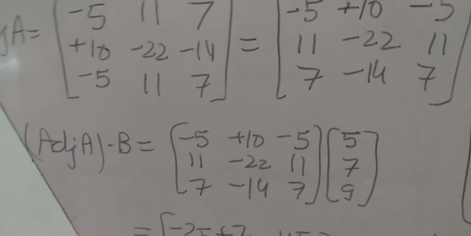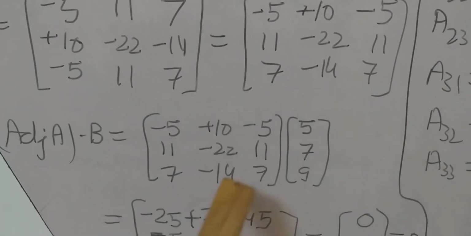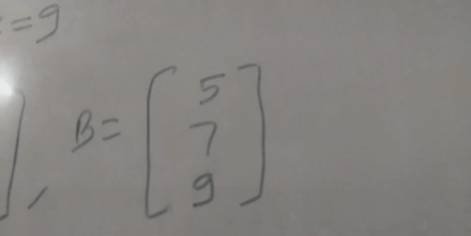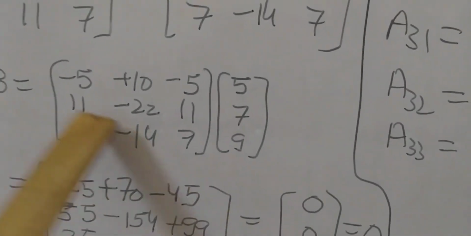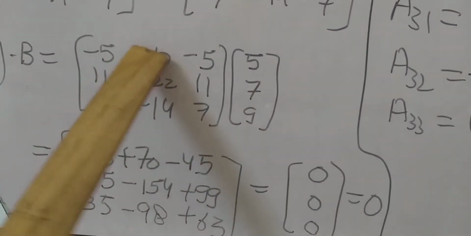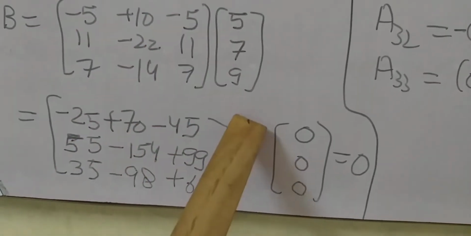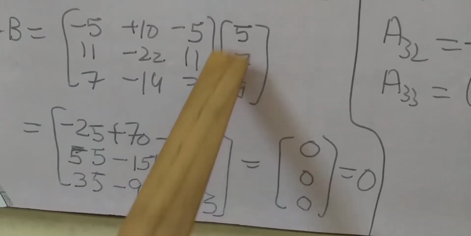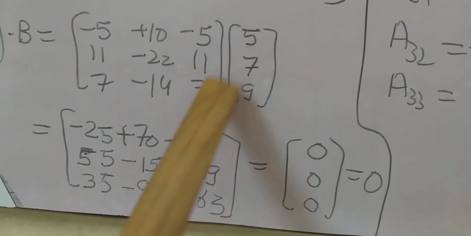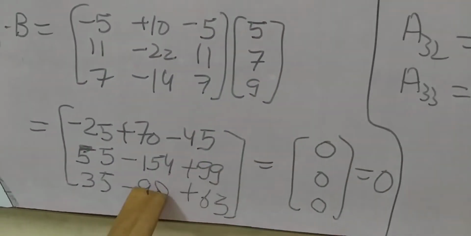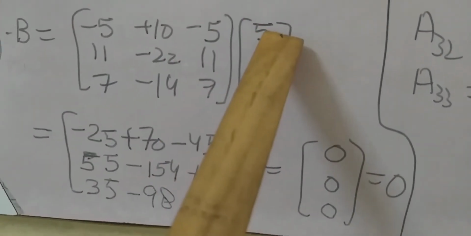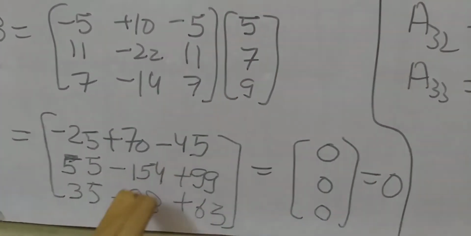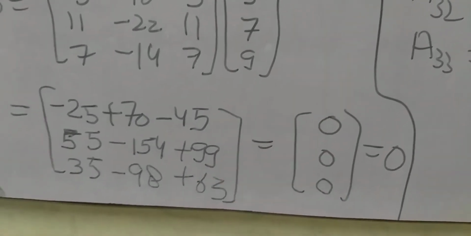Now, student, we have to find adjoint A into B. So this is adjoint A. The B value, student, is 5, 7, 9. Let us multiply the first row by the first column: minus 25 plus 70 minus 45. Second row, first column: 55 minus 154 plus 99. Third row, first column: 35 minus 98 plus 63.